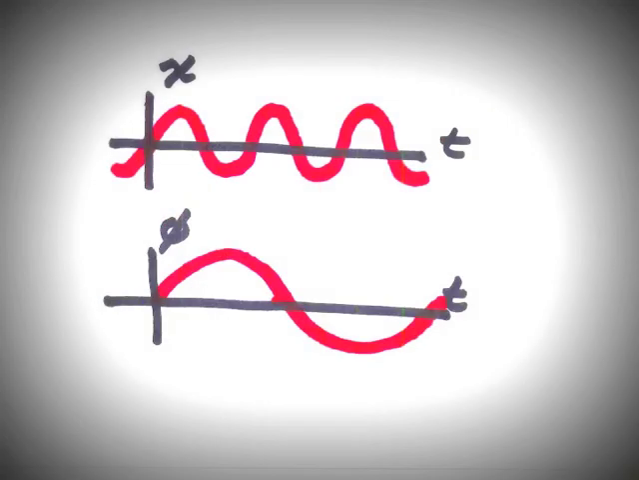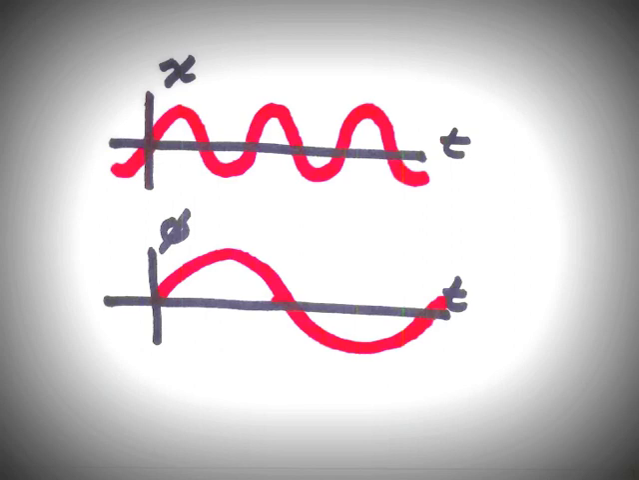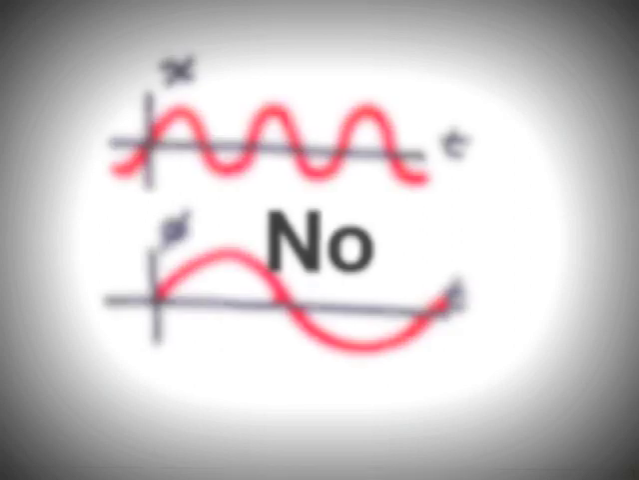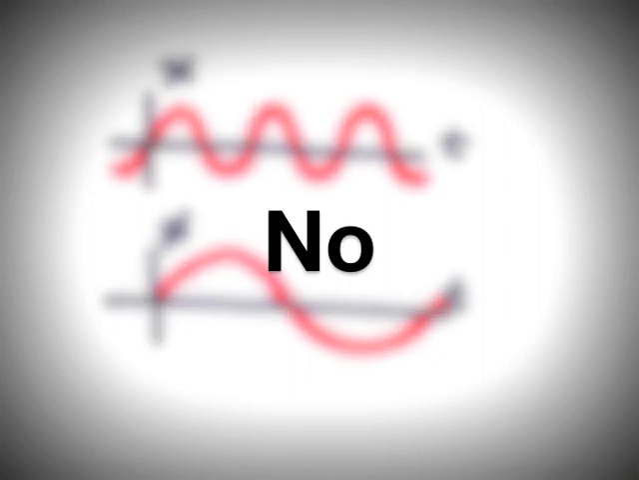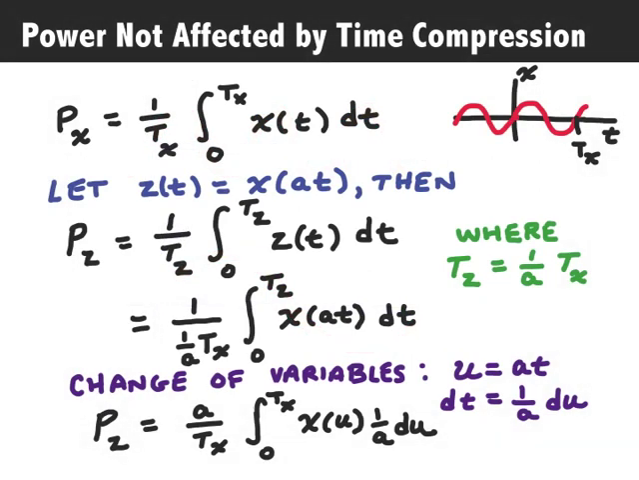So here's a question as an exercise to see how well you're picking up the material we're going through in this class. Does time compression affect the power of a periodic signal? For example, sine omega t. When we time compress it or time expand it, will that change the power of the signal? The answer is no, and this is easy to show simply by doing the integration. Here are all the details. We have signal x, and then we time compress it to get signal z. And this shows the power of signal x is equal to the power of signal z.